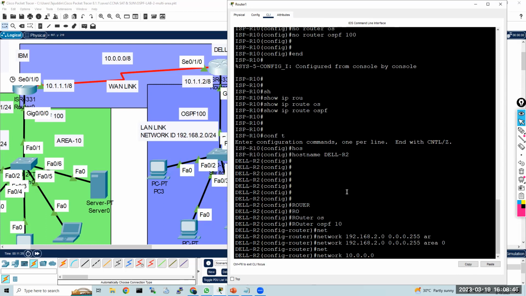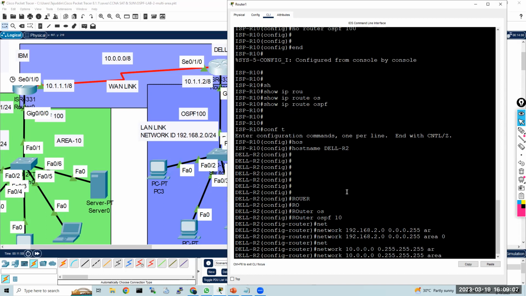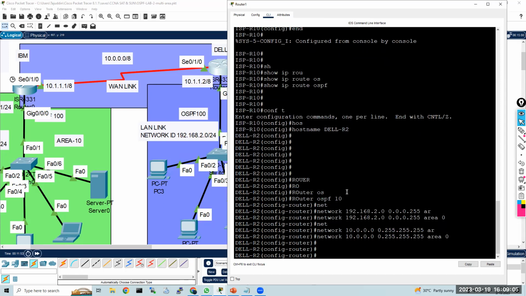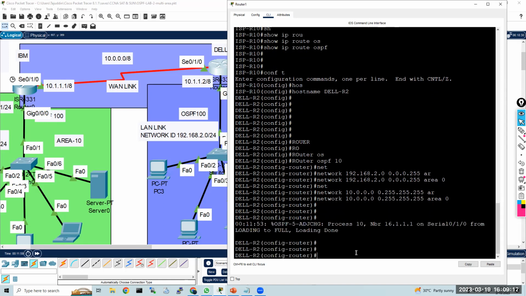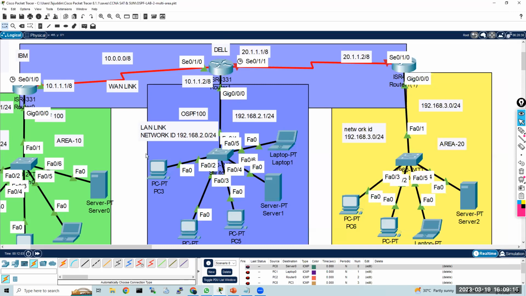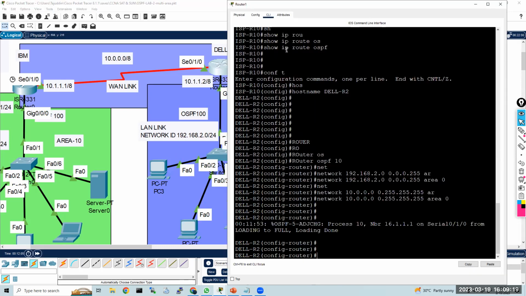10.0.0.0. Then wildcard mask. What is the wildcard mask for this? 0.255.255.255. And it should be which area? Area 0. Yes. Perfect. Okay, then next what we should do? We can see red is loading. Adjacency is forming. Then next, what next? Is there something you are missing?